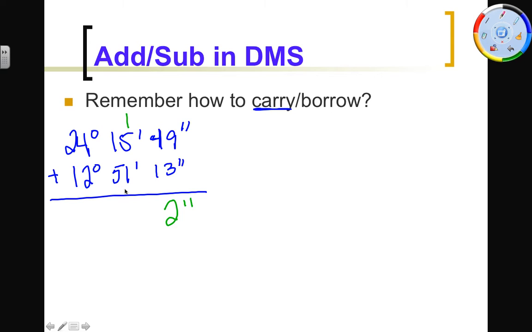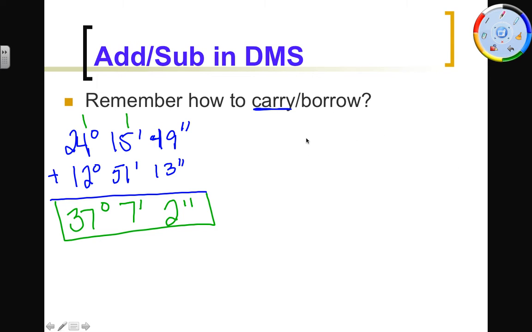Then I can do the same thing. You have to remember that there's 60 minutes to a degree. So 15 and 51 make 66, plus 1 makes 67 minutes. But the problem is there's 60 minutes to a degree. So there's a leftover 7, and I have 1 extra degree. And then I can do 24 and 12 make 36, plus 1 makes 37 degrees. All right, so it's all about carrying, and we had an extra minute and an extra degree in order to carry.